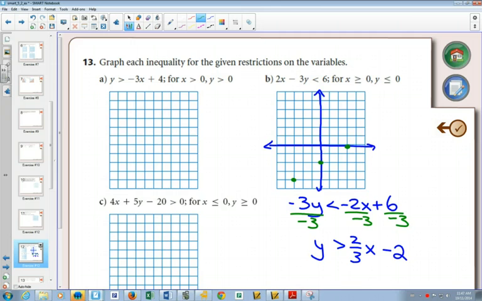And would we draw a solid line or a dotted line? That would be a dotted line. So there is the line y is greater than 2/3 x minus 2. I'm not going to shade yet because we also have to do x is bigger than or equal to 0. How do I graph x equals 0? Is that a vertical line or a horizontal line?